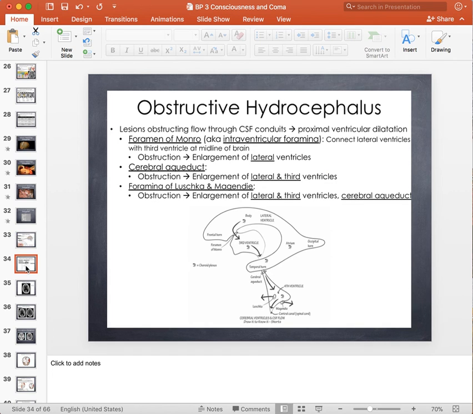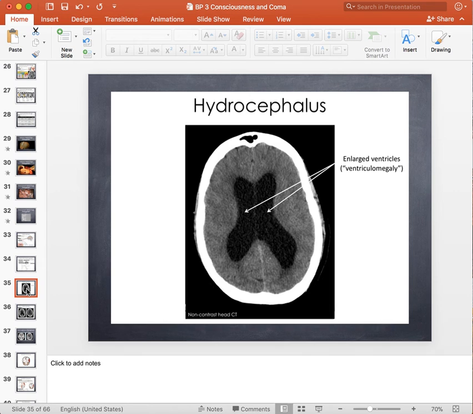So as I said, depending on where the obstruction is, which channel it is between the ventricles, dictates which ventricles get enlarged. If you have a cerebral aqueduct stenosis, you'll get blown third and lateral ventricles, but your fourth will be fine. Exactly. Okay, this is what it looks like on a CT scan. Ventriculomegaly is our fancy word for enlarged ventricles. And these are, of course, the lateral ventricles that we're looking at right here.